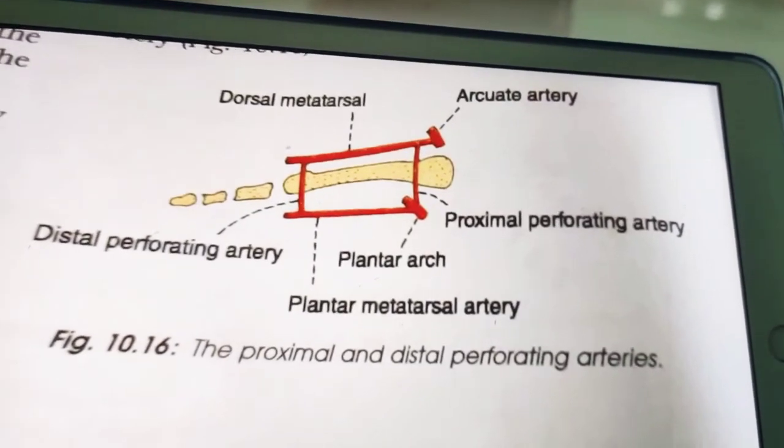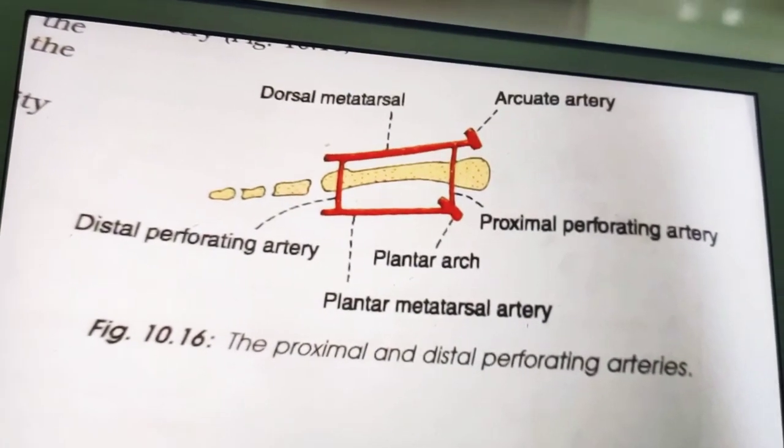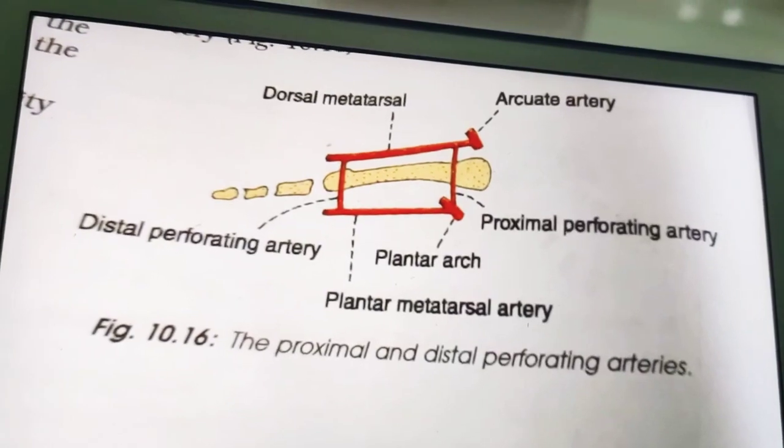So by this we completed the sole of foot anatomy. Next we'll start with the veins of the lower limb.